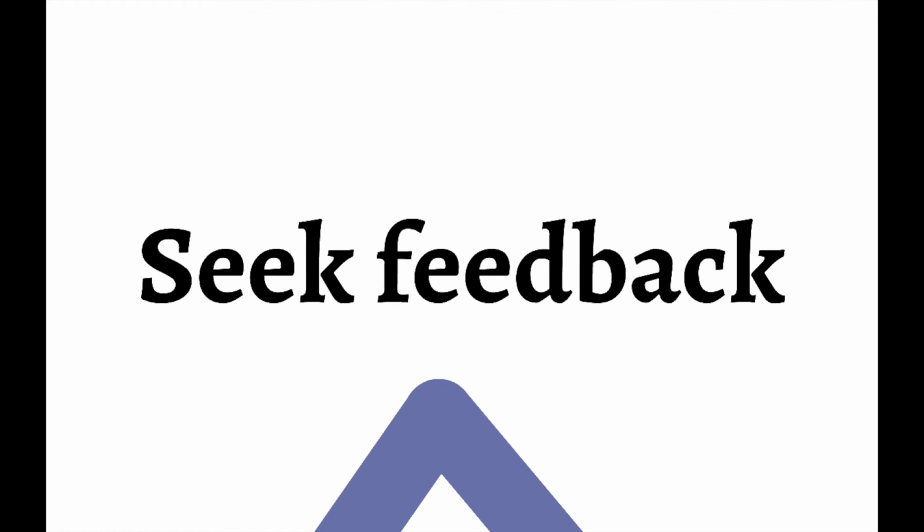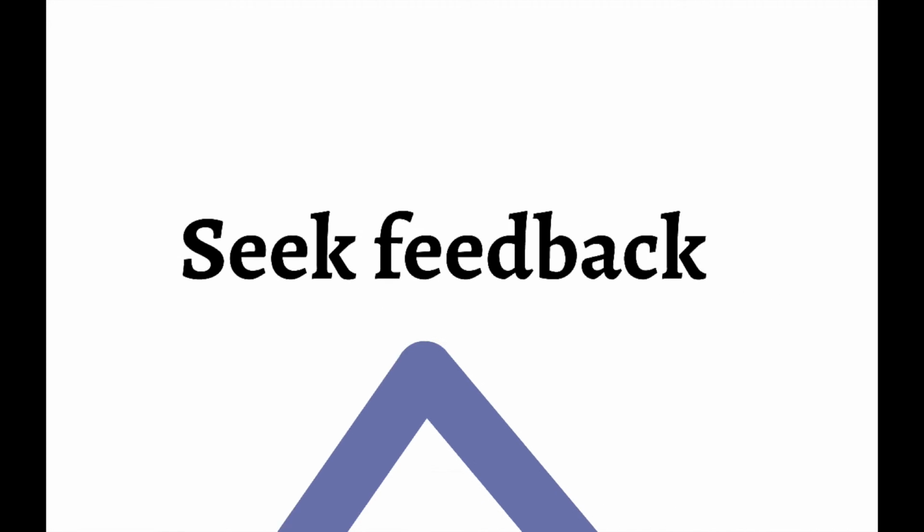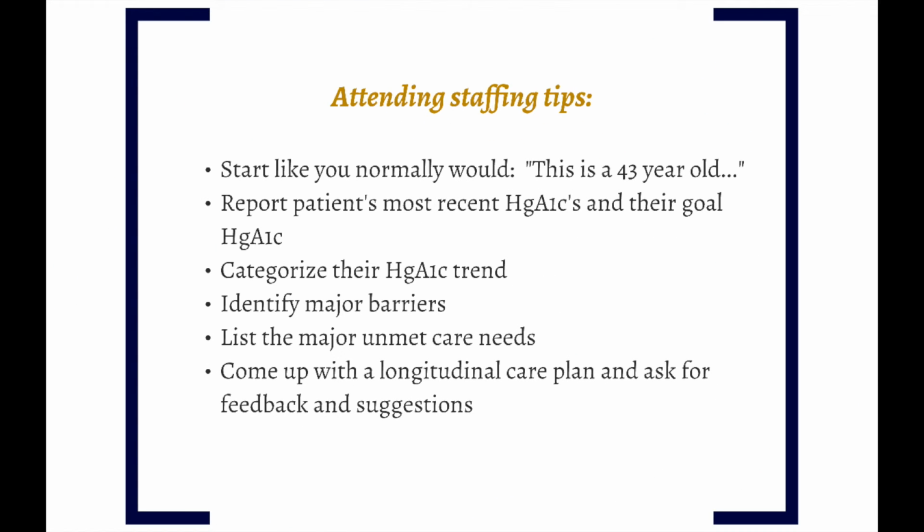This can be achieved by staffing your plan with an attending, much in the same way you would a regular clinic patient. Start like you normally would. Report the most recent A1C and their goal A1C. Categorize their trend according to the patterns we discussed earlier. Tell your attending what the patient's major barriers are. Then, list the major unmet care needs. Tell the attending your plan and ask for feedback or suggestions to help you achieve those plans.